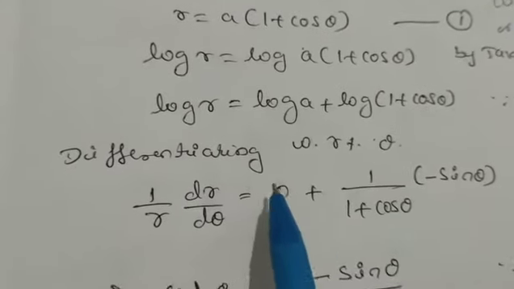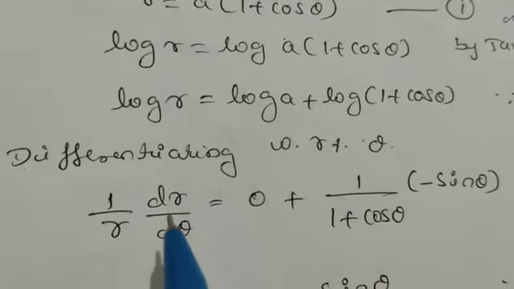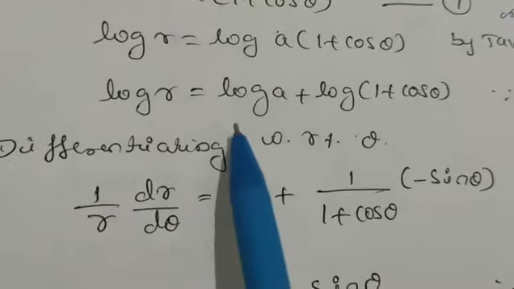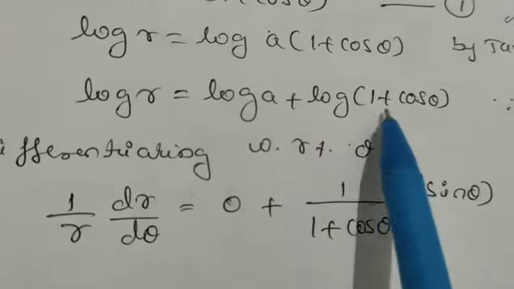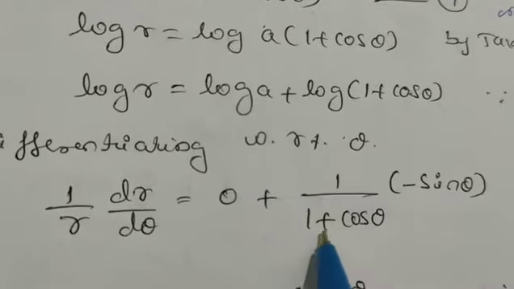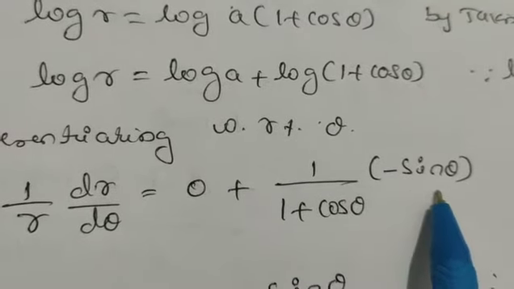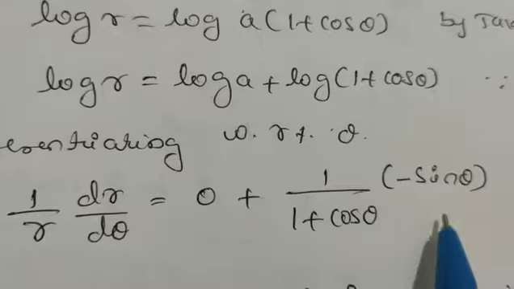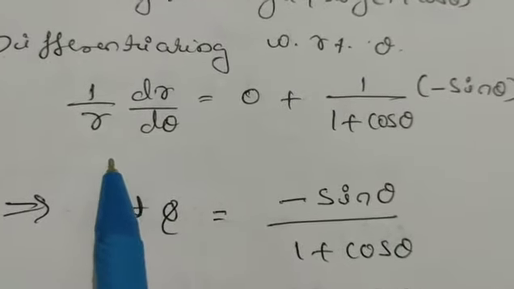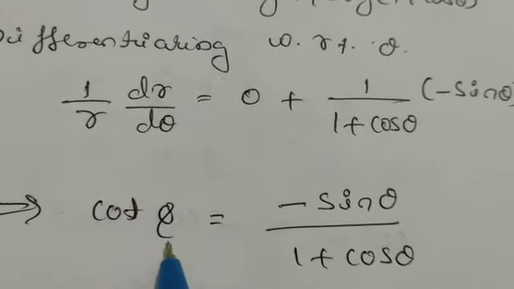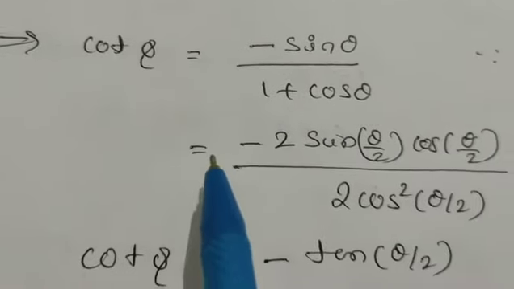Now differentiating with respect to theta, we have the derivative of log r as 1 by r into dr by d theta. It equals the derivative of log a, which is 0, plus the derivative of log of 1 plus cos theta, which is 1 divided by 1 plus cos theta into the derivative of 1 plus cos theta, that is minus sin theta. The derivative of 1 is 0 and the derivative of cos theta is minus sin theta. The LHS we know from the definition is cot phi. It equals minus sin theta divided by 1 plus cos theta.